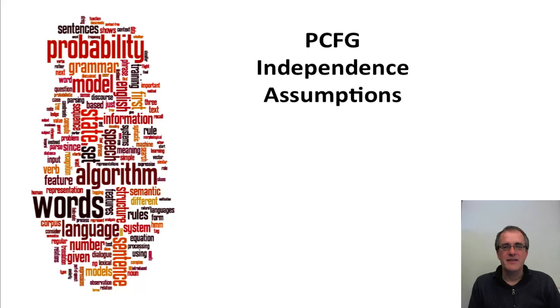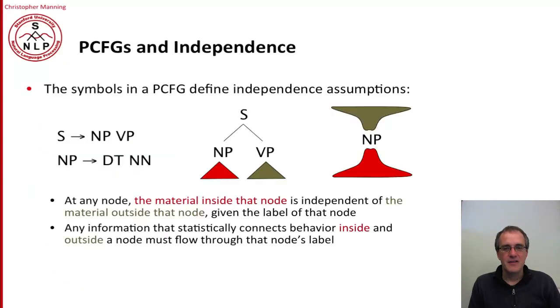In this segment, we're going to dig a little deeper into the independence assumptions of PCFGs and what that means in practice. So the symbols of a PCFG define the independence assumption. If we have a pair of rules like this, S goes to noun phrase, verb phrase, noun phrase goes to determiner noun, when you're expanding here, the only thing you know is that you've got a noun phrase and you've got probabilities for how it expands.